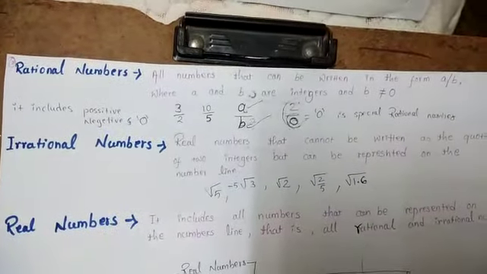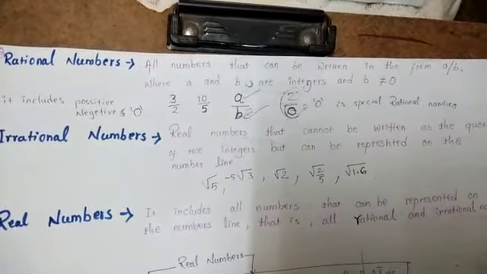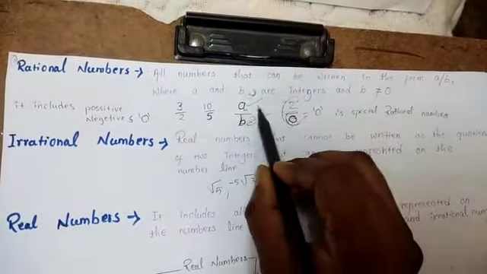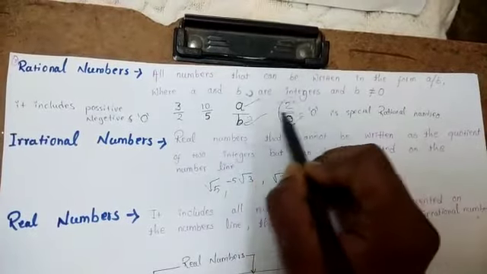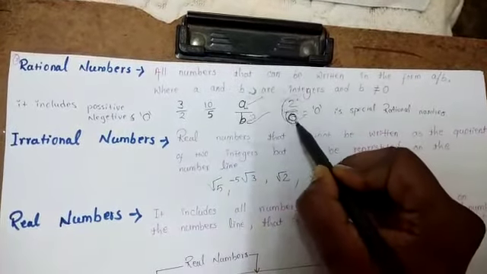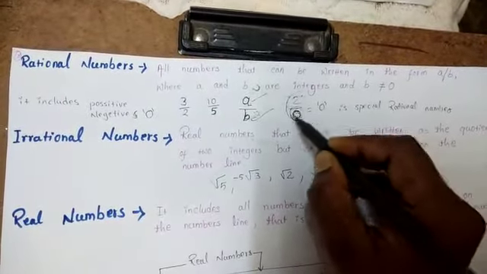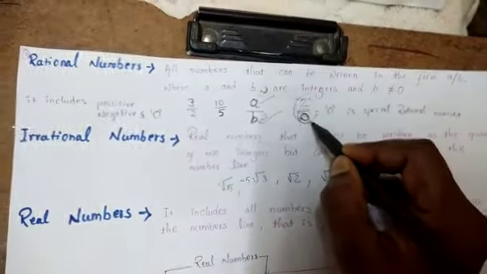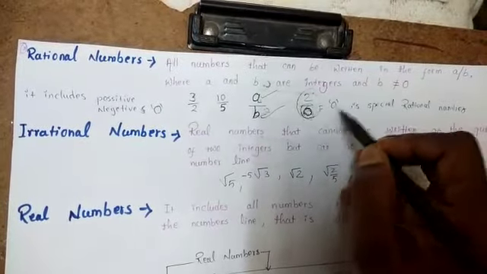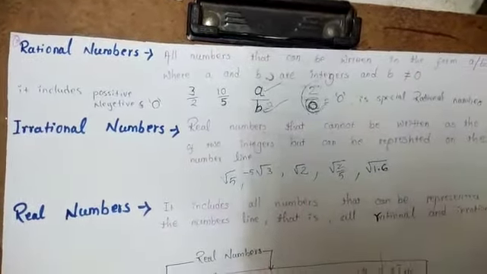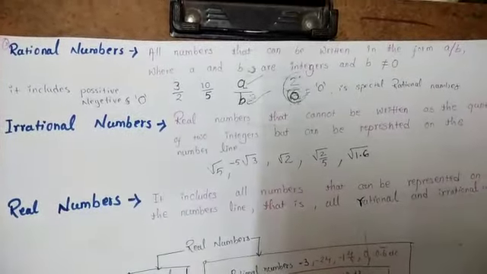Rational number, all numbers that can be written in the form of a by b where a and b are integers and b is not equal to 0. A by b, a is your numerator, b is your denominator and b means the denominator should not be equal to 0. See, 2 by 0, 0 is your denominator, 2 is your numerator here. The denominator should not be equal to 0 because we cannot find the value of this, as rational numbers include all the integers. Integers means positive and negative numbers, and also 0. 0 is a special rational number. When you do the calculations, you will get to know what is the special use of 0.